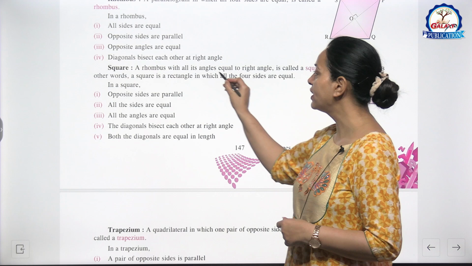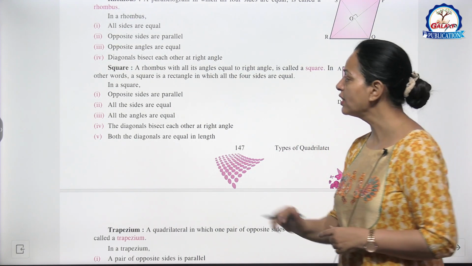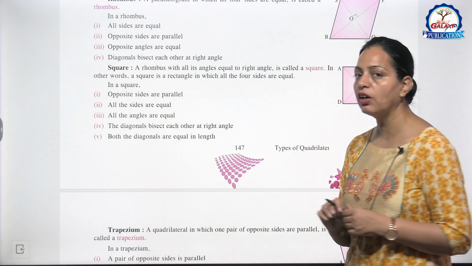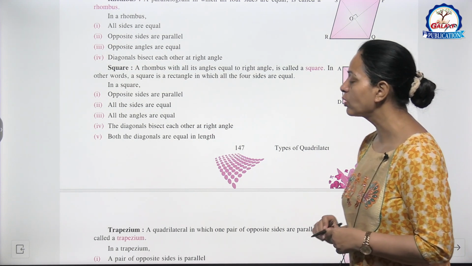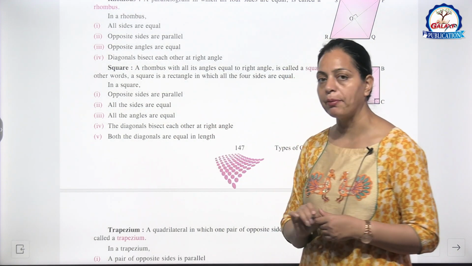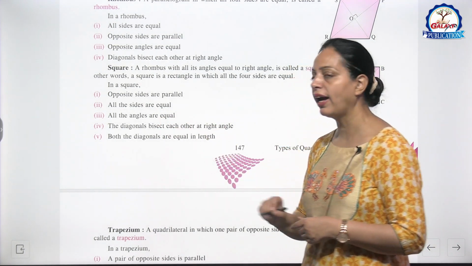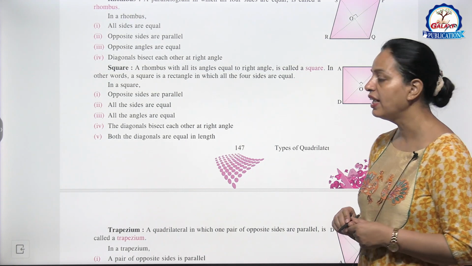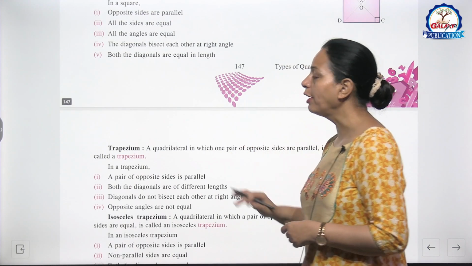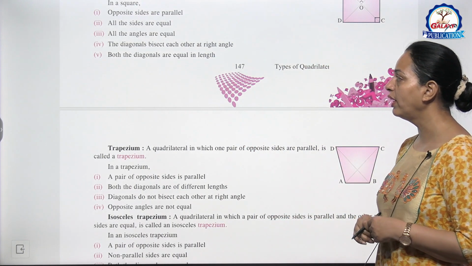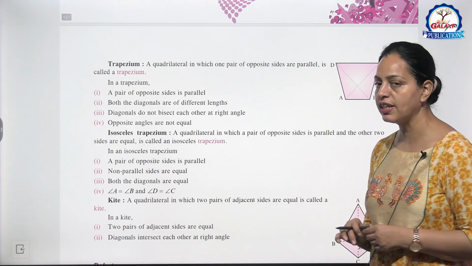A rhombus with all its angles equal to right angle is called a square. In other words, a square is a rectangle in which all the four sides are equal. Okay, and here in a square, the first one, opposite sides are parallel. The second, all the sides are equal. The third, all the angles are equal to 90 degree, and the diagonals bisect each other at right angle, and both the diagonals are equal in length. Right? Now the next we have trapezium.